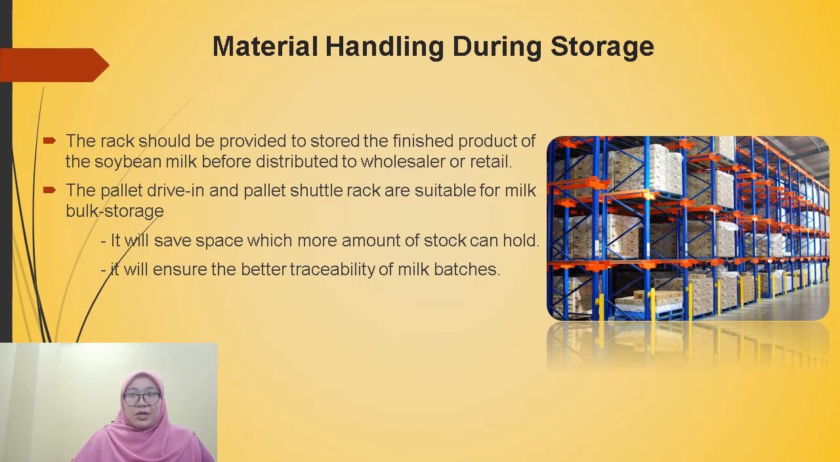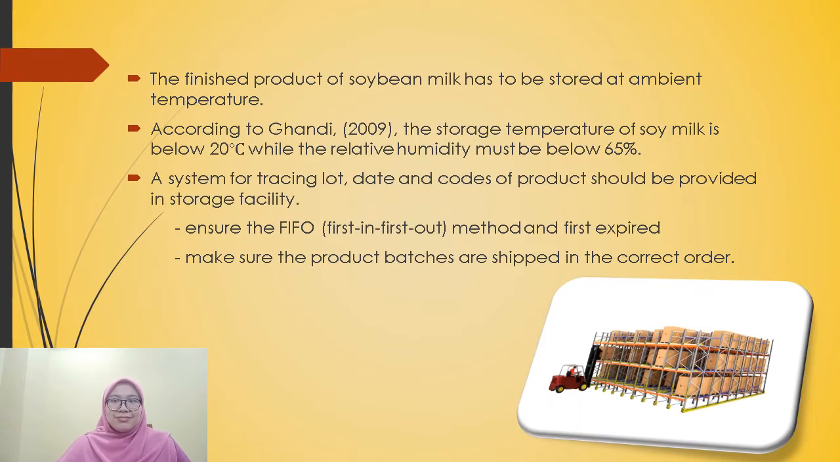During storage, the finished product must be stored on the rack before distribution, such as pallet drive-in and pallet shuttle rack, which not only saves space but ensures traceability. It is important to control the storage temperature below 20 degrees Celsius and relative humidity below 65%. The FIFO system must be applied during storage and the batches must be shipped in correct order.